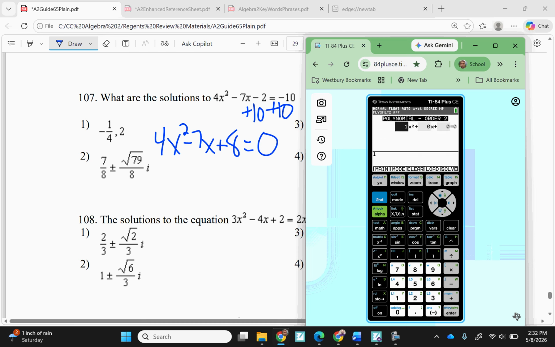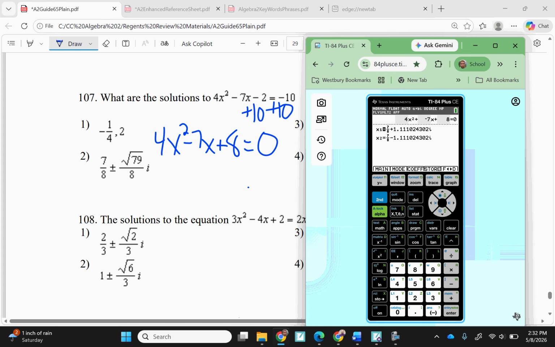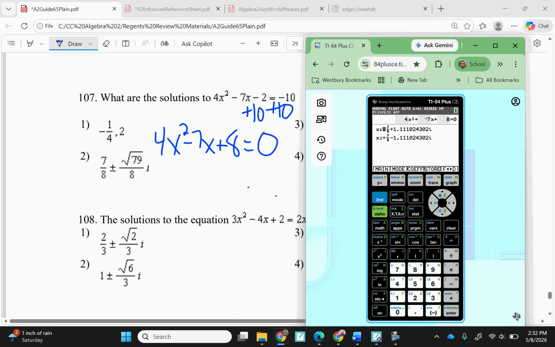Next is the graph button. My value in front of x squared, also known as your a value, in this case is 4. Enter. I always like to keep the plus as plus, and if it's minus, I'll just put a negative as the next value. So negative 7 is in front of x, so negative 7 is my b value. My final constant, my c value is 8. I hit solve. I get 7/8 plus or minus 1.111... and I've got an I at the end.